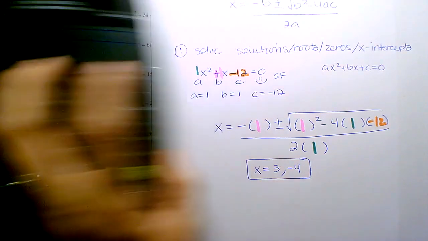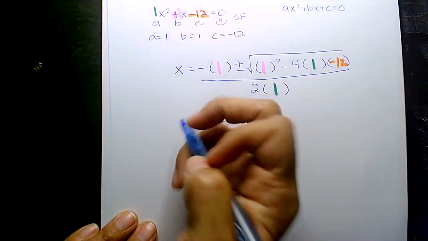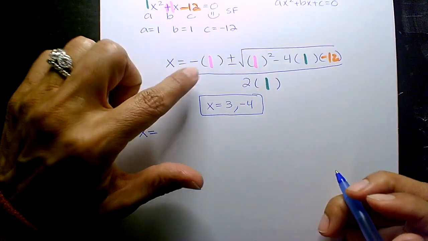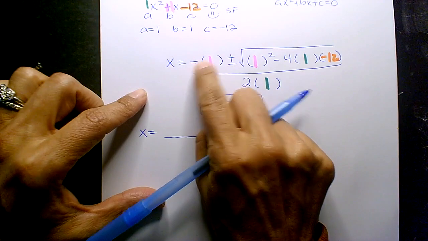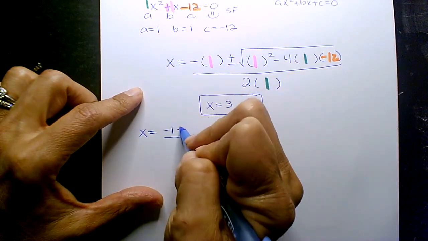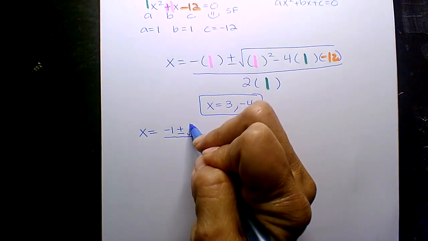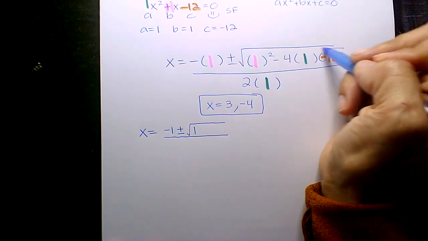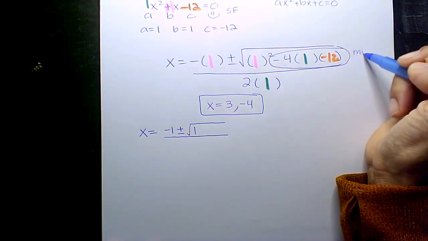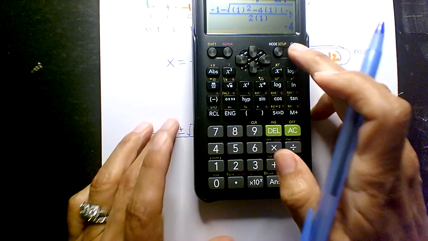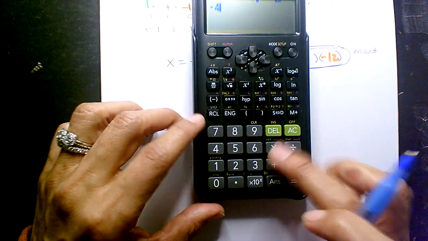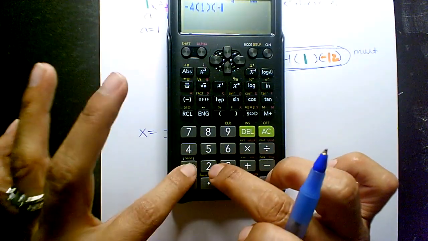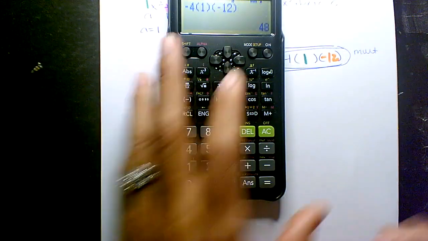Okay, now if I wanted to solve it by hand, you can. So I'll solve it by hand and I'll show you. You still get it. Okay, I have a fraction. Minus 1 is minus 1, plus or minus, square root, what is 1 squared? 1. Minus 4ac is one big multiplication. It's a product. So what is minus 4 times 1 times negative 12, and I get 48.